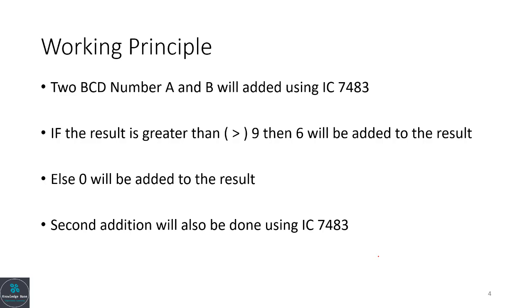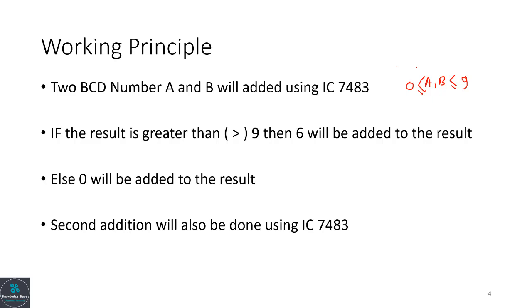Now A and B is a BCD number. By 4-bit representation, we can represent up to 9. For 4-bit inputs A and B, both will be greater than or equal to 0 and less than or equal to 9. So this is the range. So if we perform addition, A plus B, the maximum value can be 18 and the minimum value can be 0. So the range is from 0 to 18.